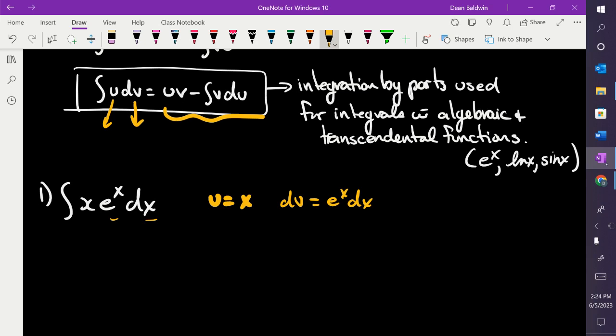So we've decided what those are. The formula has u, v, and du. So I have to get du out of this, which means taking the derivative. What's the derivative of x? The derivative is 1, so du is equal to dx. And dv is equal to e to the x dx.